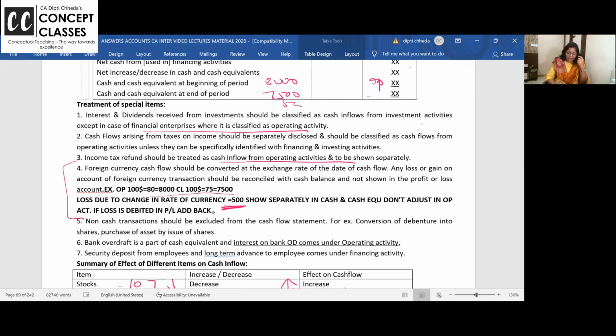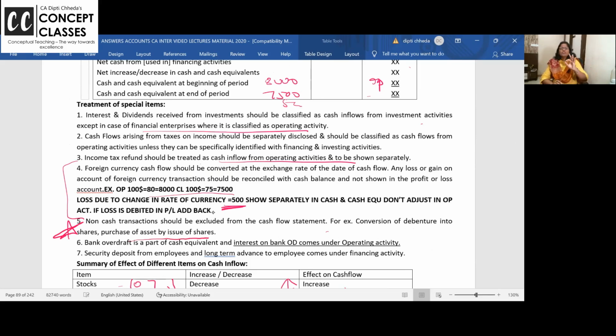Yeah, and this is important. Few non-cash items are not a part of the cash flow statement, but you have to write a note. For example, for paying back debentures, you issue them shares. Is any money coming in? No. Debentures are going out. Shares are coming in. It will not come in the cash flow statement.